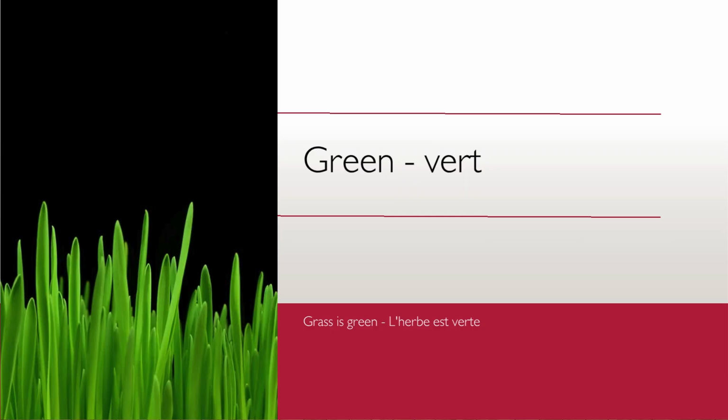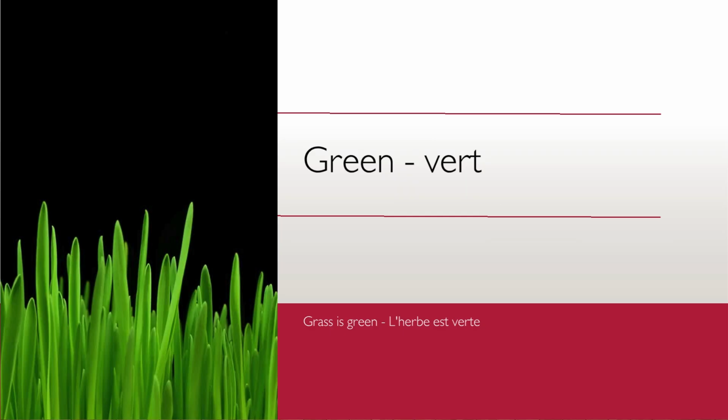The next color name is green. In French we say vert. For example, grass is green. L'herbe est verte.